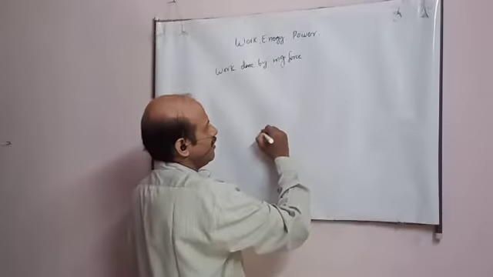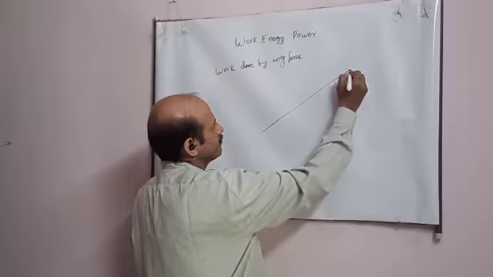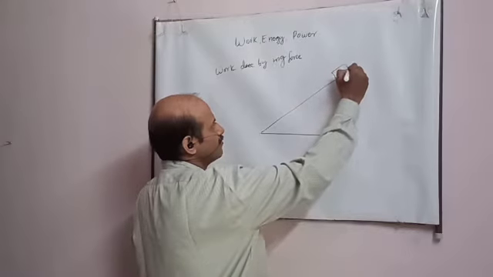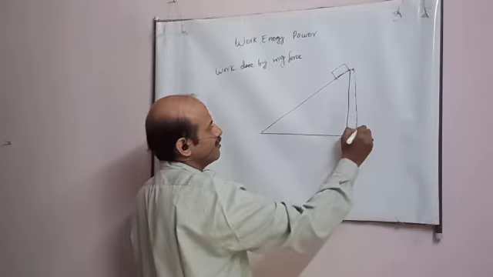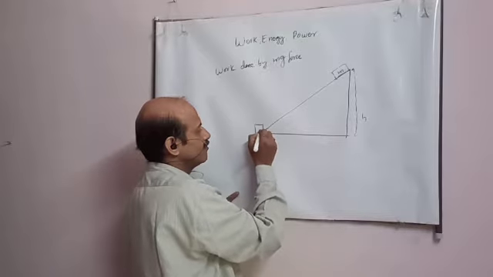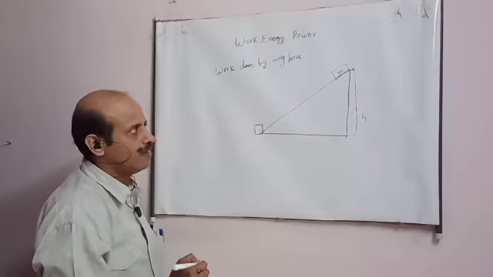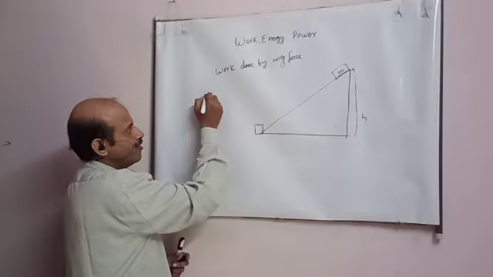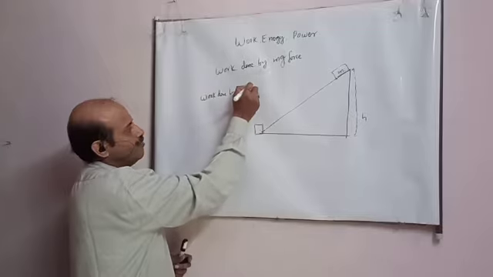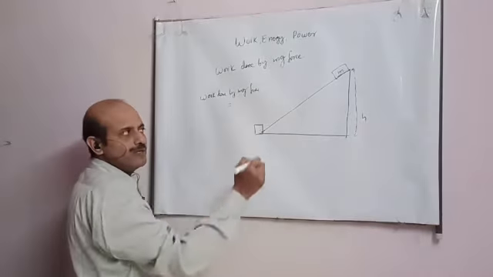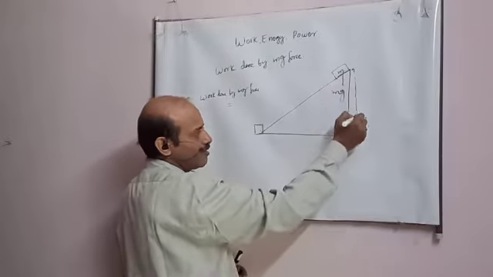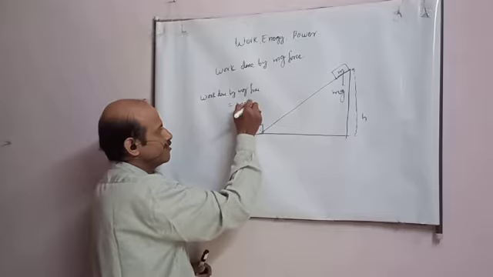Suppose, student, this is the inclined plane. Here one block is kept. This height is h, mass is m. This block drops to here. How much is the work done? So you have already seen, student, work done by mg force: force into displacement in the direction of force. The force is acting mg. Displacement in the direction is h, student. So work done is mgh.